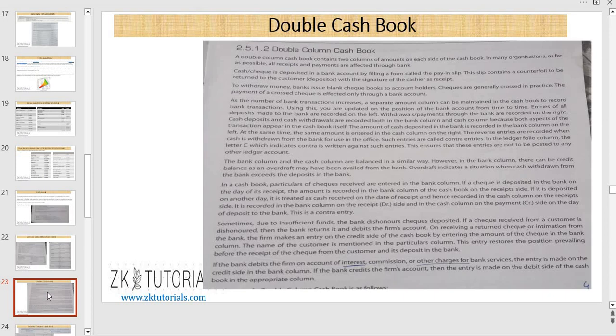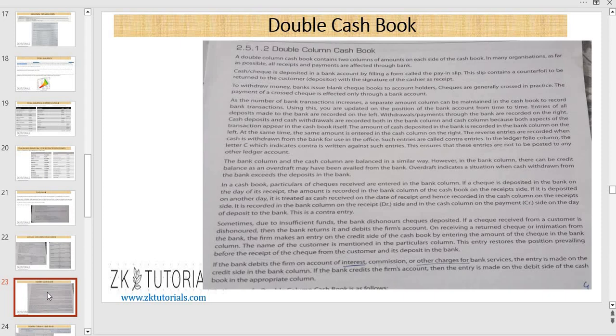To withdraw money, the bank issues blank cheque books to account holders. Cheques are generally crossed in practice. The payment of a crossed cheque is effected only through a bank account. The bank column and the cash column are balanced in a similar way. However, in the bank column, there can be a credit balance as an overdraft may have been availed from the bank. Overdraft indicates a situation when cash withdrawn from the bank exceeds the deposits in the bank. In a cash book, particulars of cheque receipts are entered in the bank column if a cheque is deposited in the bank on the day of its receipt.